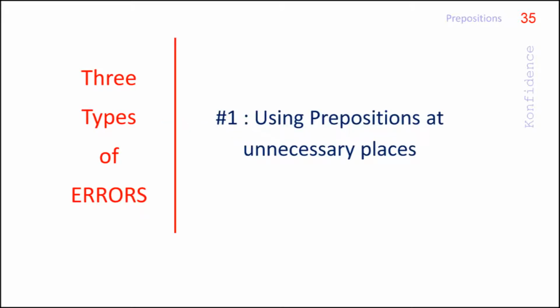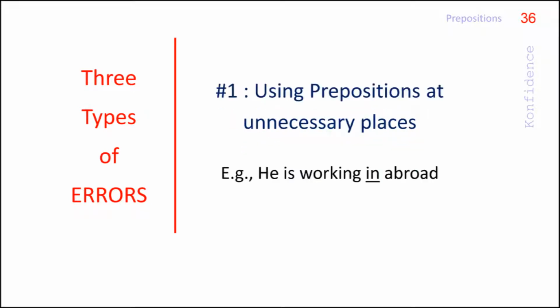As preposition is absent in our language, we make mistakes while using them. There are 3 types of errors we make regarding preposition. The first one is we use preposition at unnecessary places. This is unwanted. Look at the sentence given in the slide. Here the preposition in is not at all required.